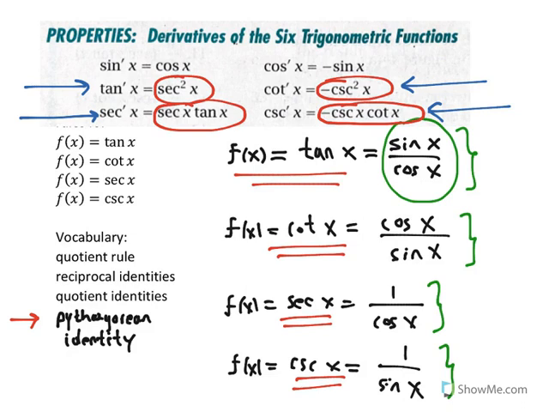So in this lesson, we used the quotient rule to find the derivatives of the tangent, the cotangent, the secant, and the cosecant functions. In doing so, we had to use what we knew about the derivatives of the sine and the cosine functions, the quotient rule, and some fundamental trigonometric identities.